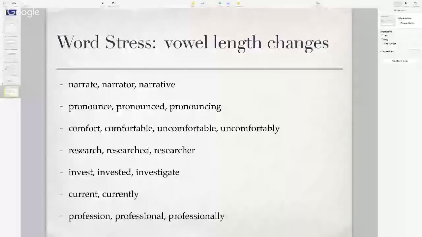Okay, so let me show you the words too, so that this is a little helpful. We have narrate, narrator, narrative. And then let's go on to the next one. Pronounce, pronounced, pronouncing. So we have pronounce with two syllables, pronounced with two syllables, and then pronouncing with three syllables. Think about humming that. That might help you. Hmm, hmm, hmm, mm-hmm. You might be able to hear the beats a little bit more without paying attention to the rest of the sound. Sometimes that makes it a little easier.